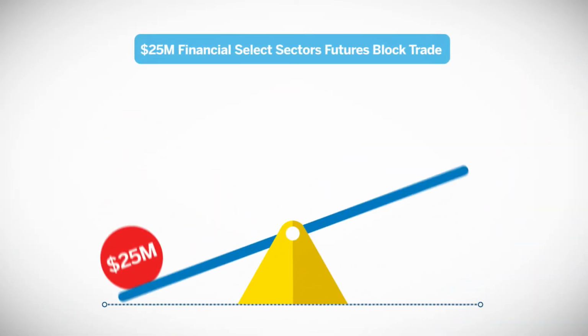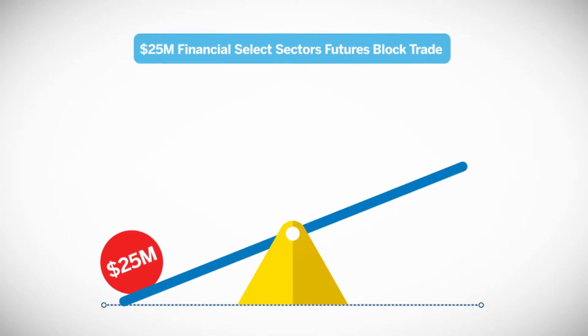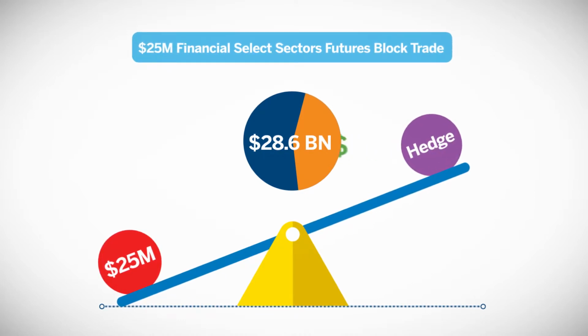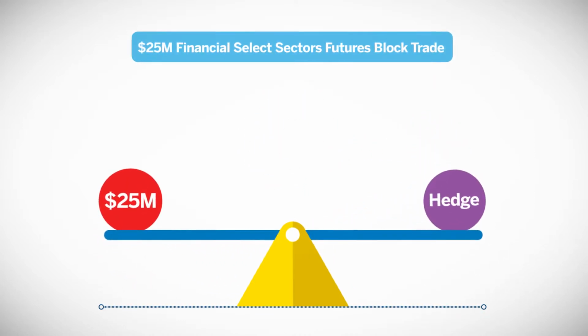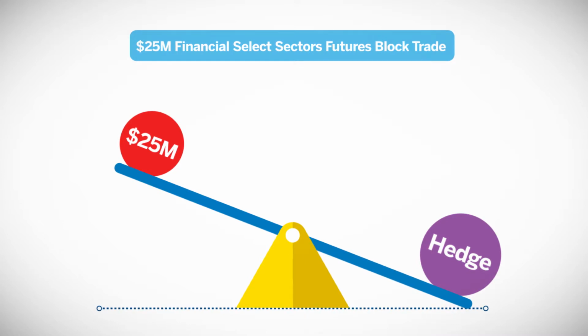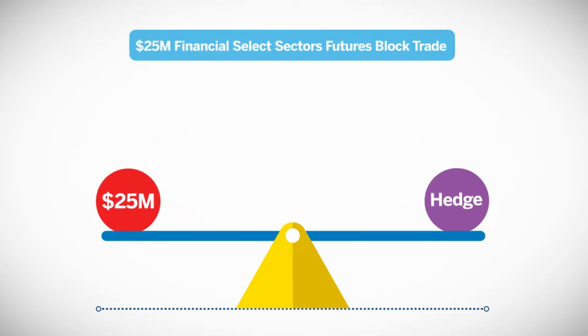In this case, for a $25 million Financial Select Sector futures block trade, the dealer could easily combine its hedge from the nearly $30 billion that trades daily in the underlying stocks and the corresponding ETF market. When participants seek intraday liquidity via blocks, the tightness and size of markets can be affected by the dealer's ability to hedge the associated risk in the continuous cash market.